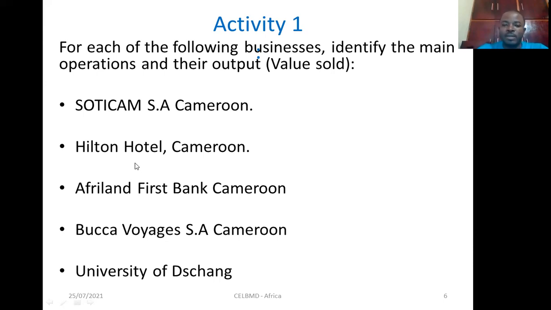Hilton Hotel in Cameroon, Afriland First Bank, Cameroon, Buka Voyage SA, Cameroon, and the University of Chad. Variously, what do these organizations produce and trade off? How do they satisfy their customers? What element of operations quantifies their success? How is their success qualified?